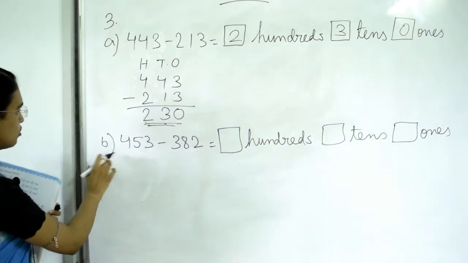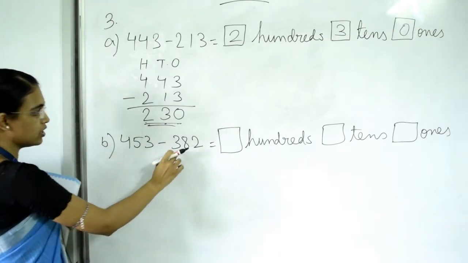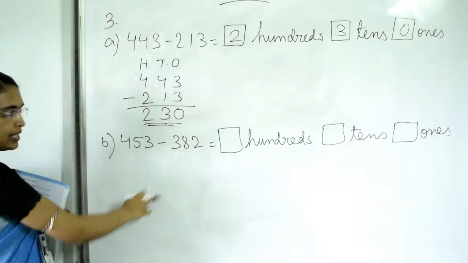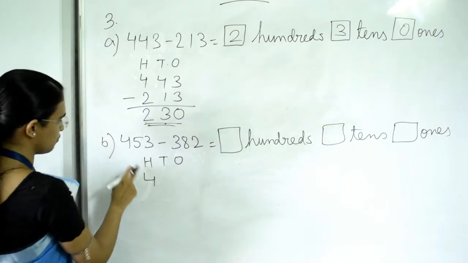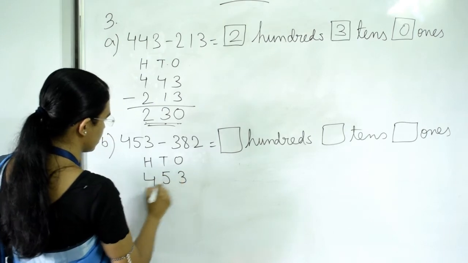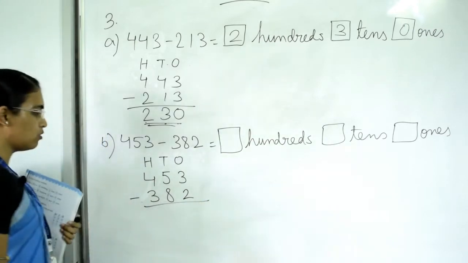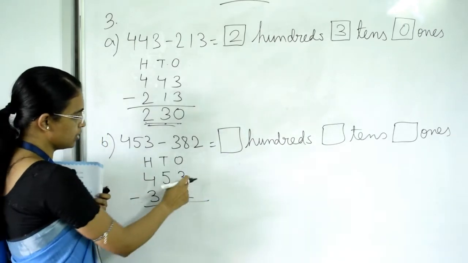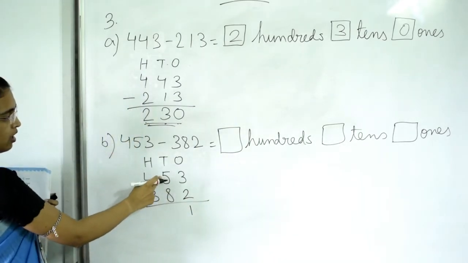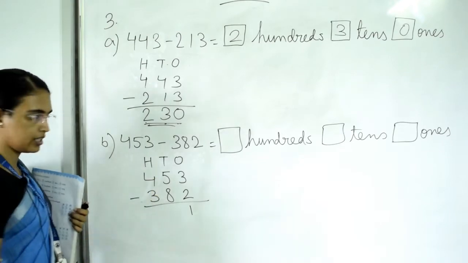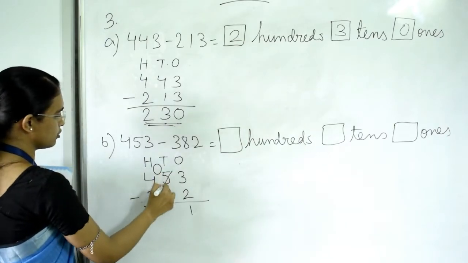Okay. Now question number B. Here we have 3 digits, here also we have 3 digits. First is 453. We have to subtract 382 from 453. So write H T O, then put these numbers according to their place. 4 in the 100s place, 5 in the 10s place, 3 in the 1s place. Subtract 3 in the 100s place, 8 in the 10s place, 2 in the 1s place. Now we subtract the 1s place first. 3 minus 2 is 1. Now in the 10s place, 5 at the top and 8 at the bottom, so 8 is the bigger number. So we take a carry of 1, so 5 becomes 15.